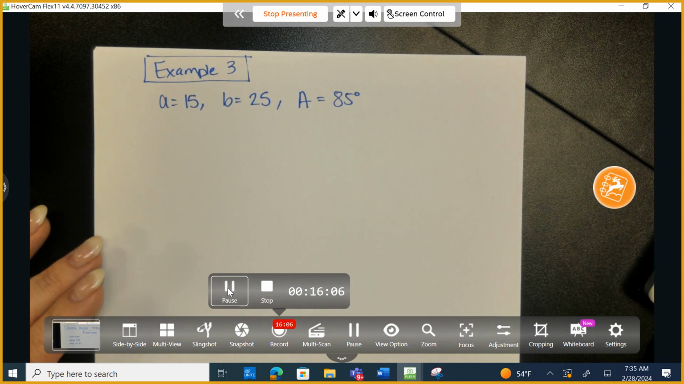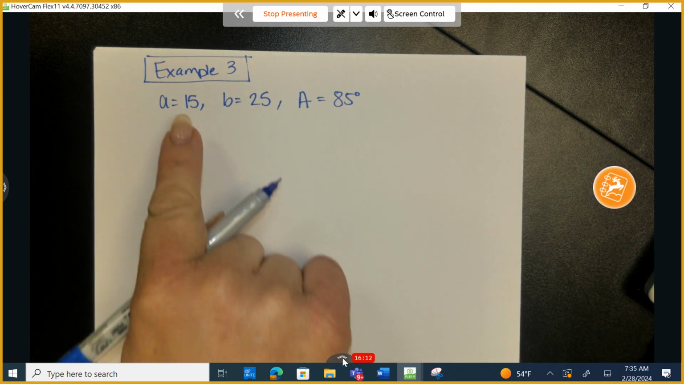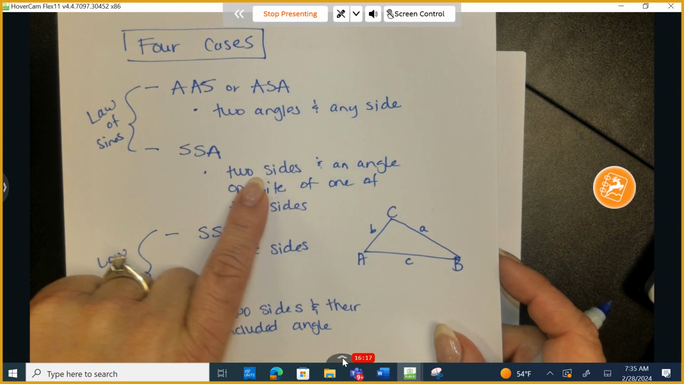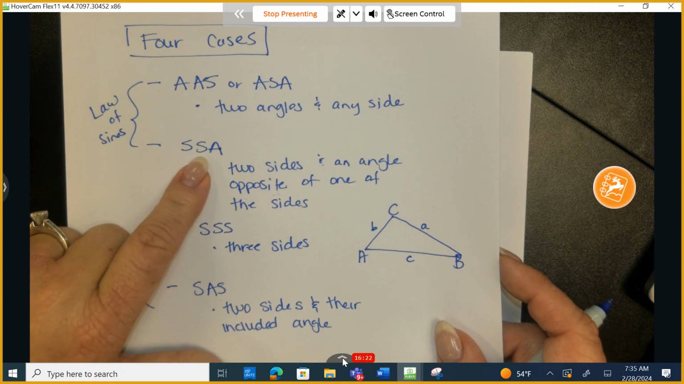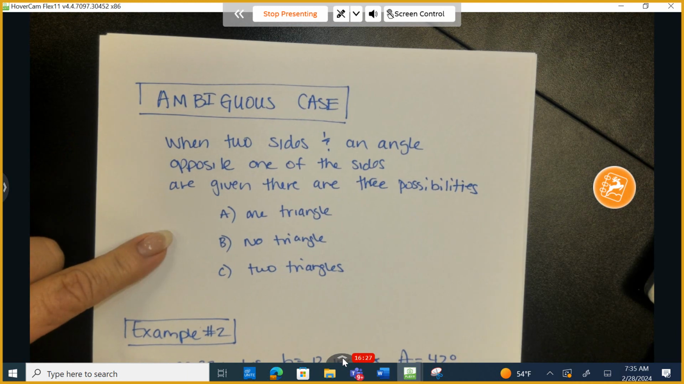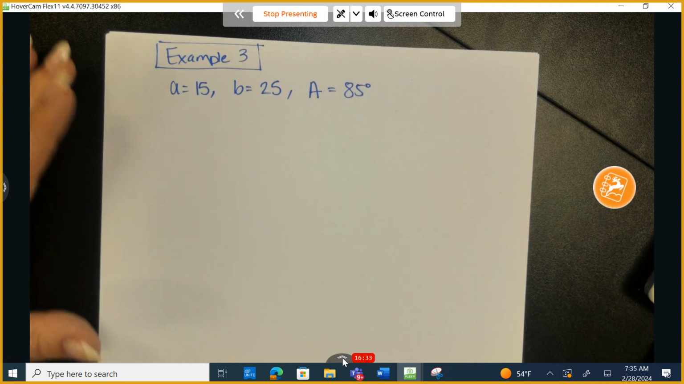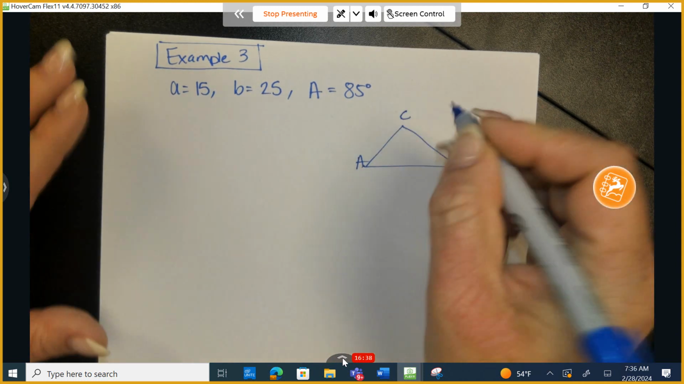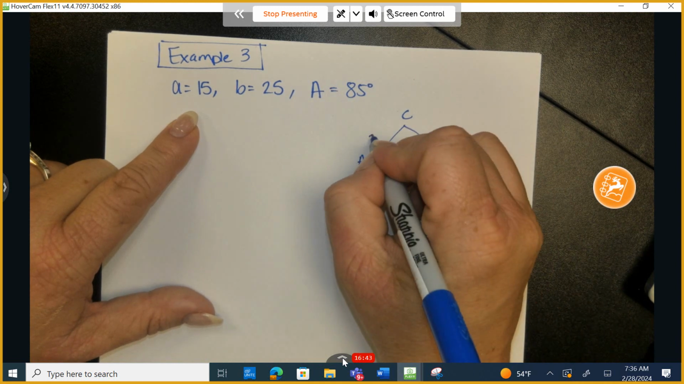So when I look here and I'm deciding, am I supposed to use law of sines or law of cosines? I'm provided with a side and its opposite angle and then an additional side. So I have two sides, and one of the angles is opposite. So this is an SSA. Remember, with SSA, we also have to be careful for ambiguous cases. In example number 2, we had one triangle. Let's look to see what we have here. So let's draw a quick triangle. A, B, and C. We have 15, 85, and 25.